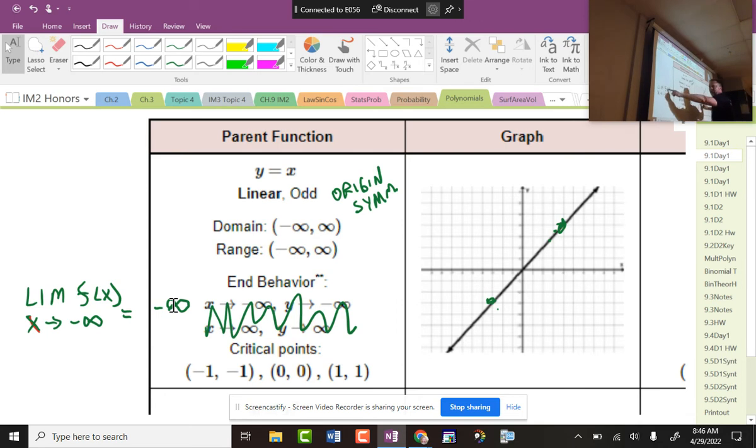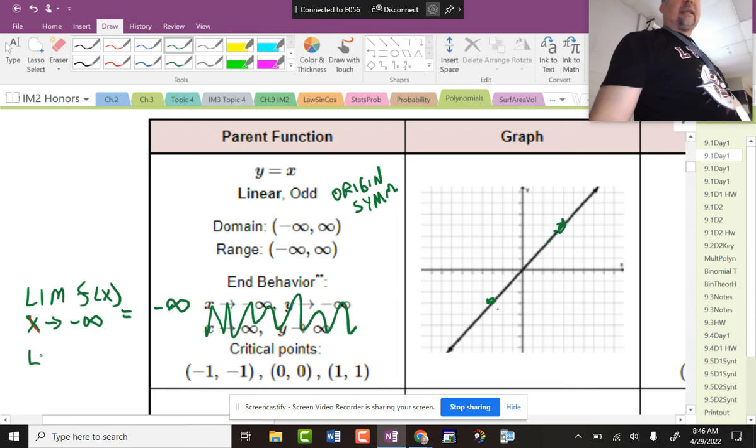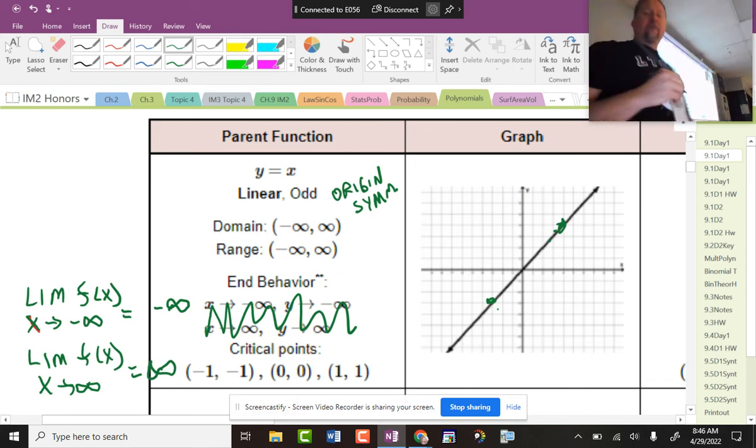What does Y approach as X approaches this? So as X approaches negative infinity, as I input these X's, this is where the Y's are going. As I always do, X finger, Y finger. As this X finger goes to negative infinity, where does the Y finger go? It goes down to negative infinity. And that's why we write that. And then as the X finger goes to positive infinity, where does the Y finger go? And that is positive infinity.